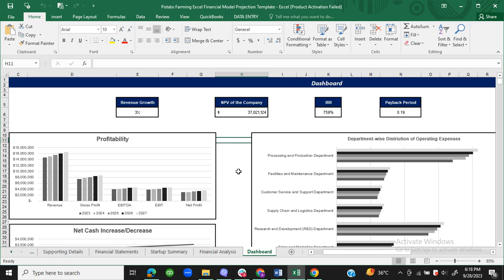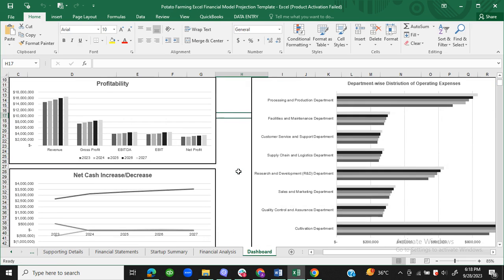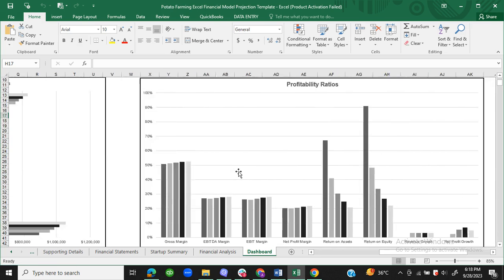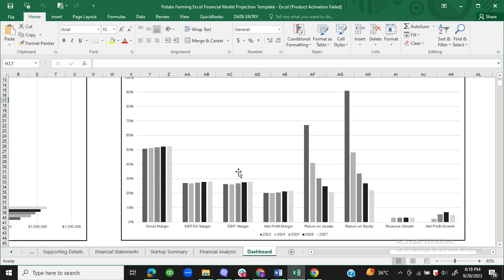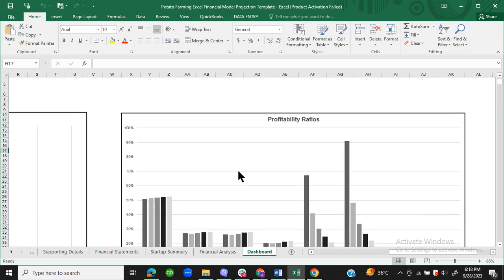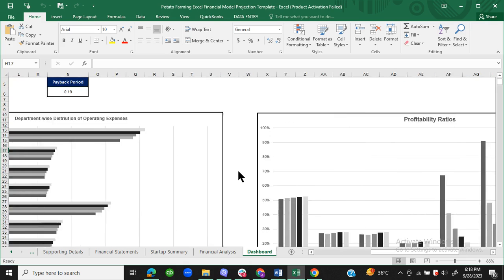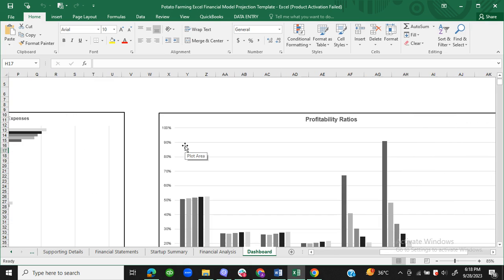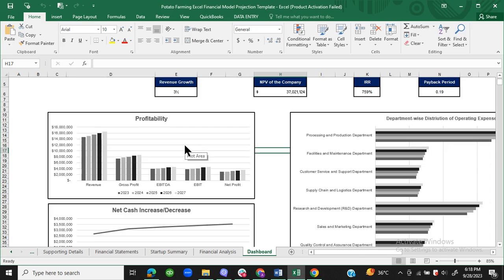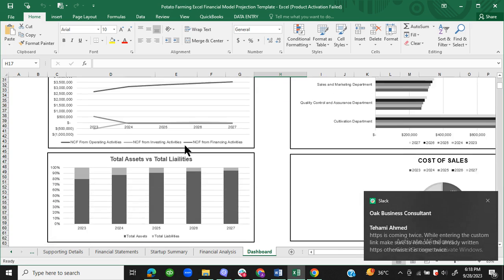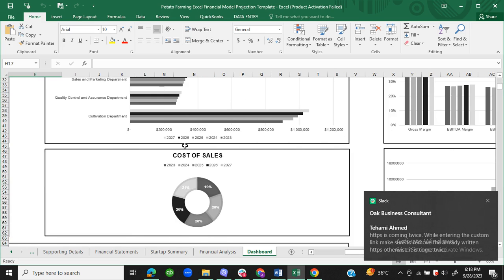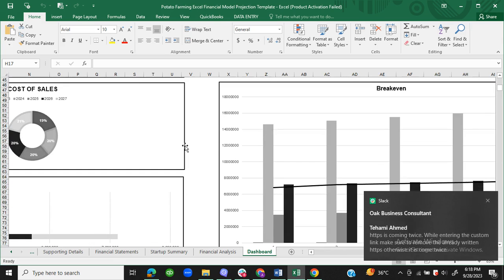Finally, the dashboard contains the graphical representation of all the financials that we have computed in the previous sheets. These include distribution of operating expenses, department-wise distribution of operating expenses, profitability ratios, profitability in dollars, total assets, total liabilities, cost of sales, and much more.